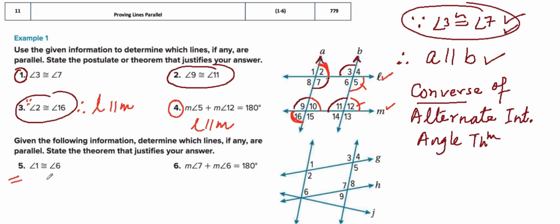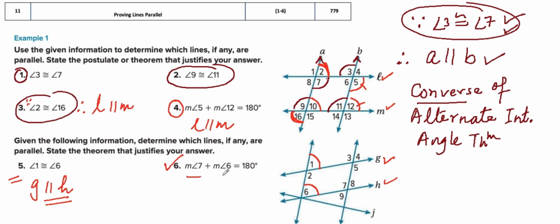Question number 5, 1 equal to 6. So this is one angle and this is 6. Corresponding angles, same reason, converse of the corresponding angle theorem, G is parallel to H. Reason, because these angles are corresponding. So by the converse of the corresponding angle theorem.